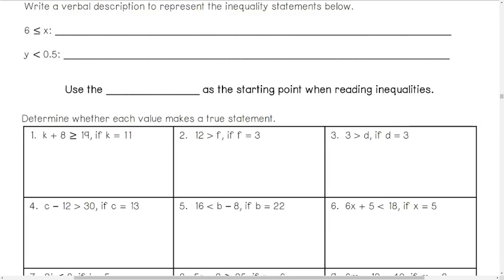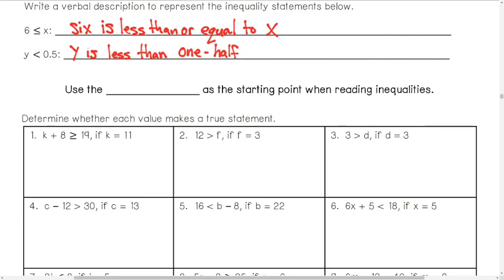Writing a verbal description to represent this inequality statement down below, we have 6 is less than or equal to x, and all we do is write that in words. So we would go ahead and say 6 is less than or equal to x. Go ahead and try the next one on your own. Now that you've tried that one, you would have y is less than 0.5, but we would call 0.5 1/2.